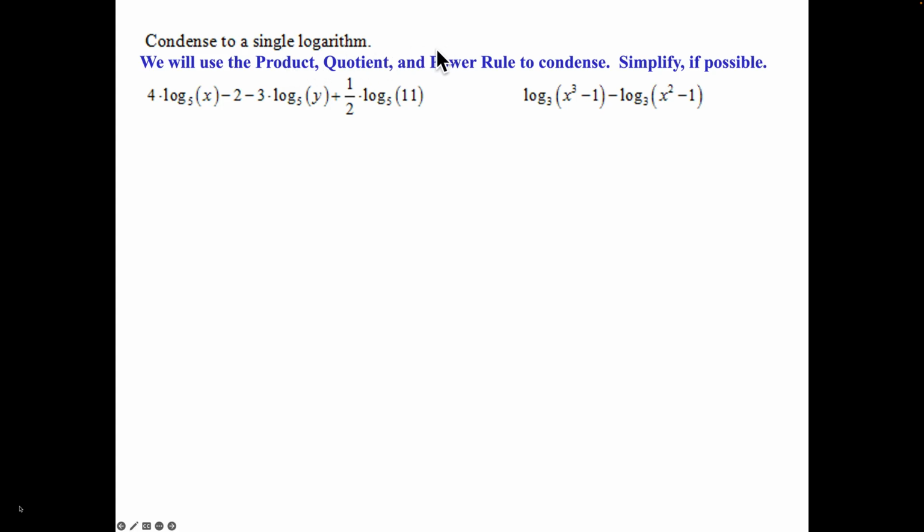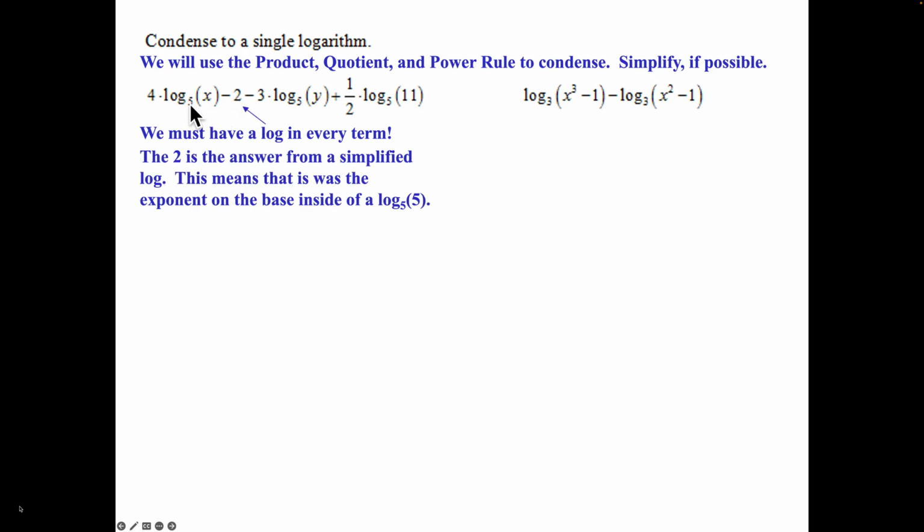Again, product, quotient, and power rules to condense. There's 1, 2, 3, 4 terms. I need 4 logs. 1, 2, 3. That 2 is missing a log. So what we're going to do is remember, okay, log base 5 and a 5 must have canceled out somewhere. So I'm going to put in that log base 5 of 5, and then this 2 was the exponent on my 5. There it is.